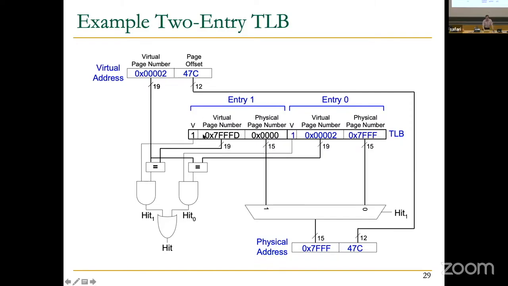Essentially, the translation looks like this. In each entry, you have the virtual page number and the corresponding physical page number. And in the other entry, you have the virtual page number and physical page number. So this is caching 2 page table entries for 2 different pages, and you know which pages they are.